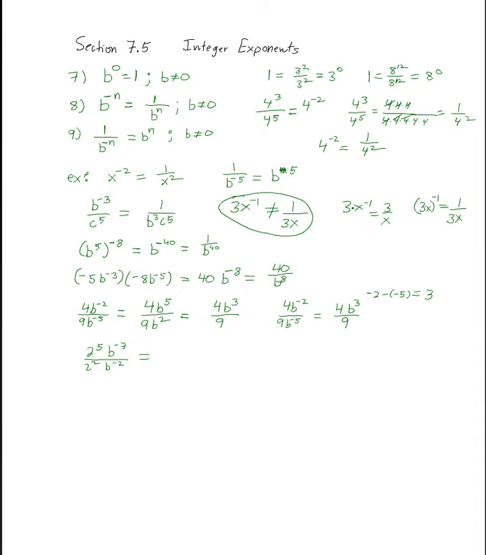So my 2's do have powers, so I would subtract my powers, that's 2 cubed. And then I would look at my b's, and I got to take negative 7 minus negative 2. That's minus 7 plus 2, that's minus 5. So I'd have b to the minus 5. 2 cubed is 8, and the b goes down to the bottom because it has a negative power.